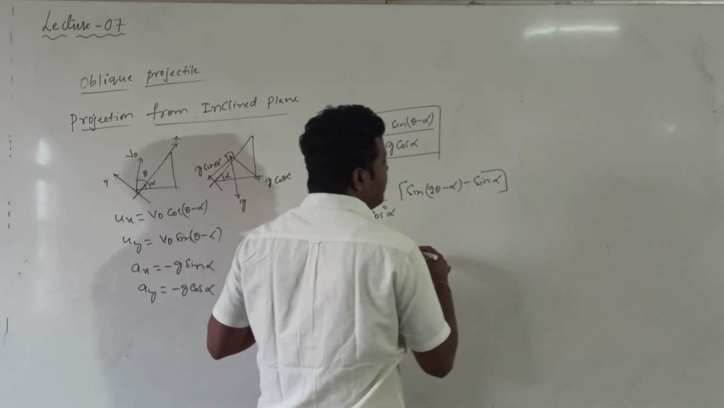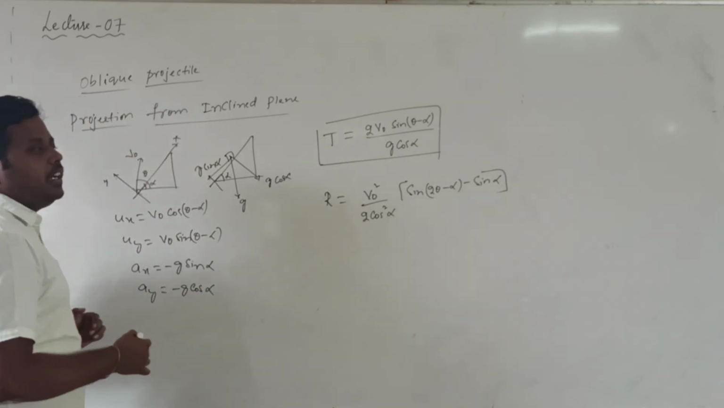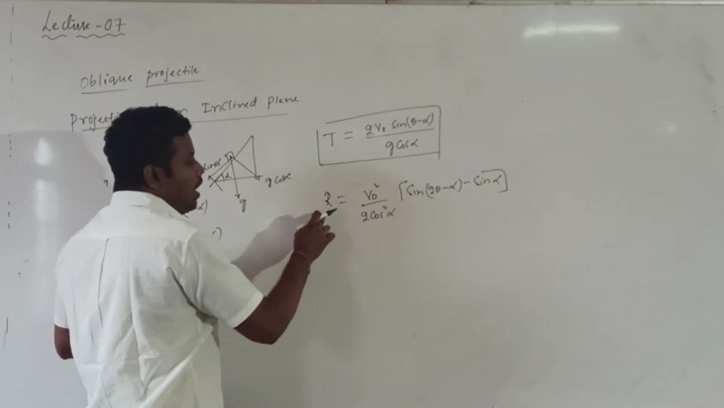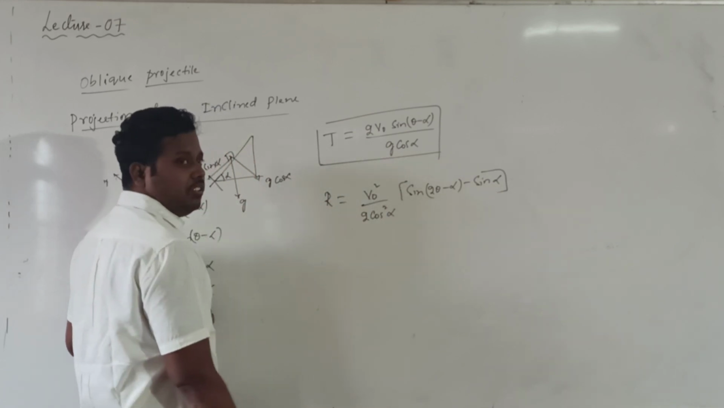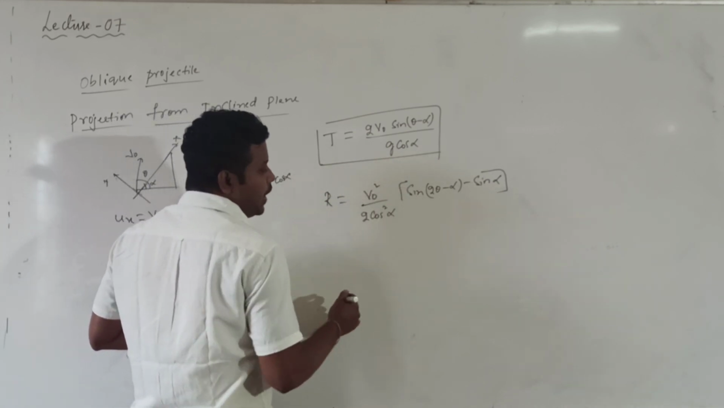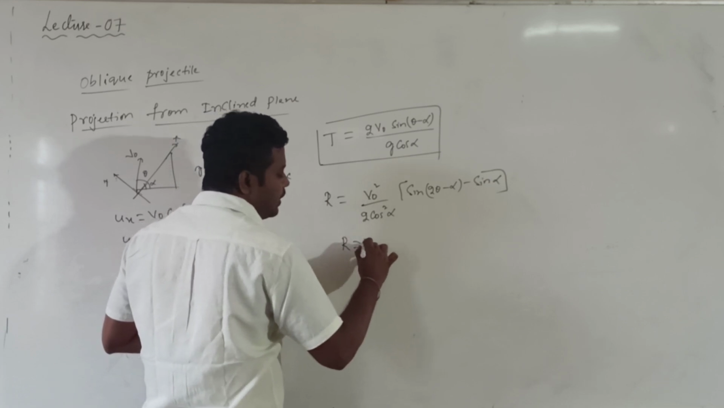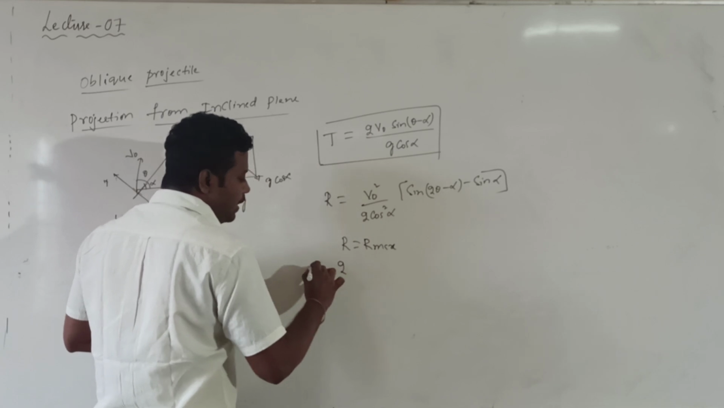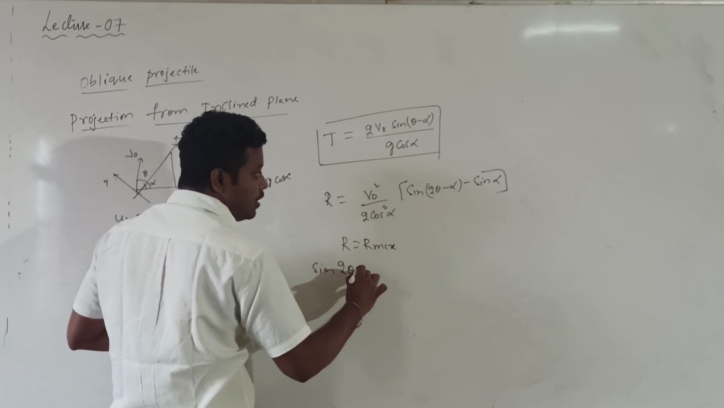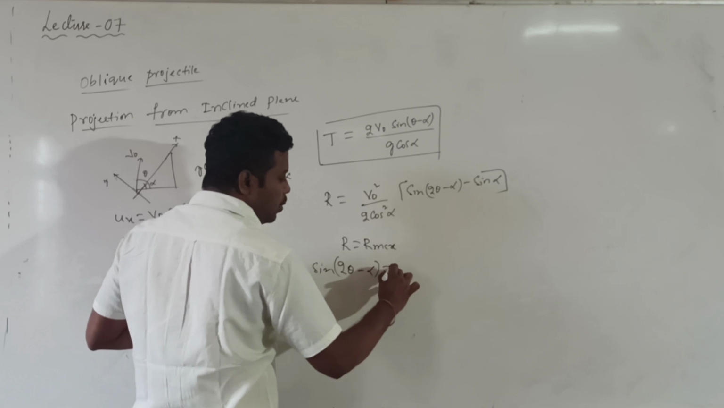So this is the expression. We can derive this. The horizontal range is equal to the horizontal component of velocity into the time of flight. The range is maximum, R equal to R max, when sin(2 theta minus alpha) is equal to 1.